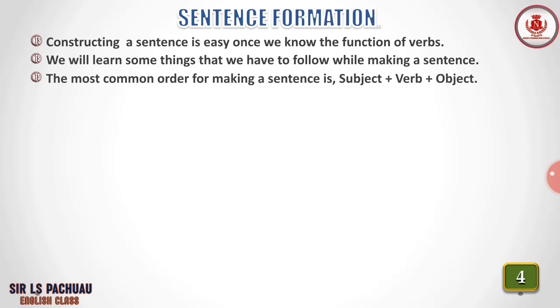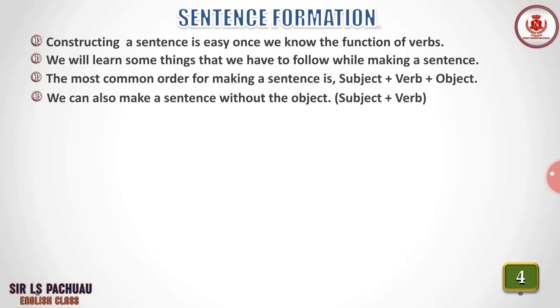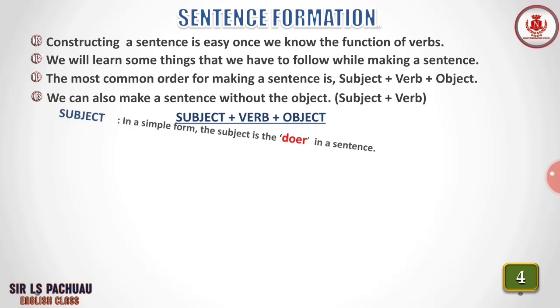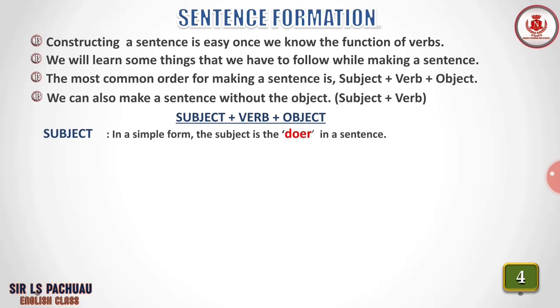The most common order for making a sentence is subject plus verb plus object. This is the order of a complete sentence. But we can also make a sentence without the object, meaning we can make a sentence with subject and verb only. So let's see this: subject plus verb plus object. What are they? The subject here.